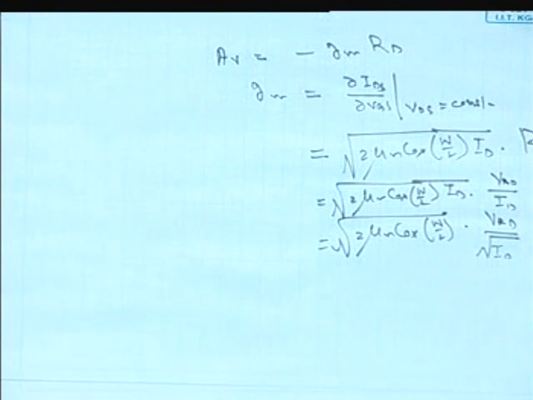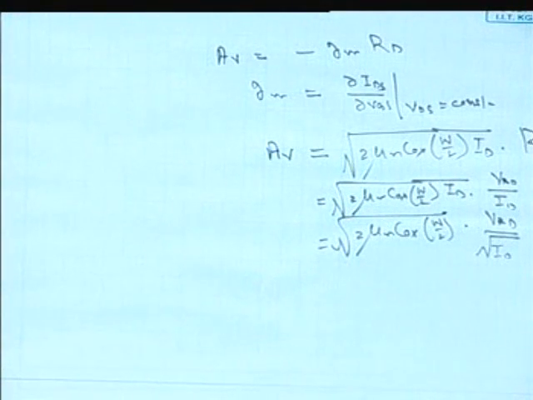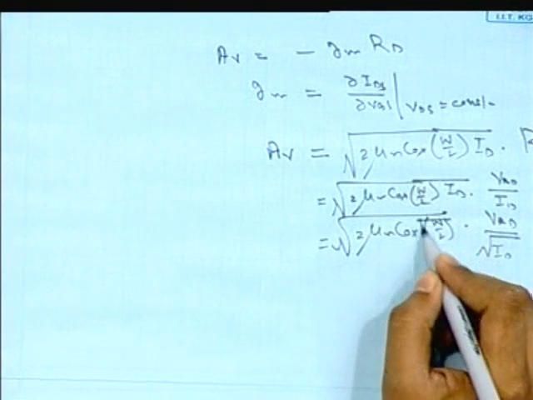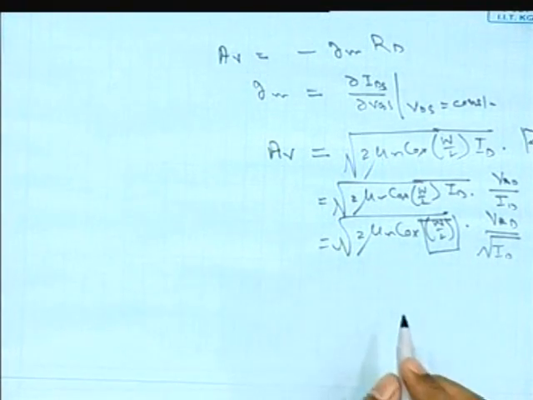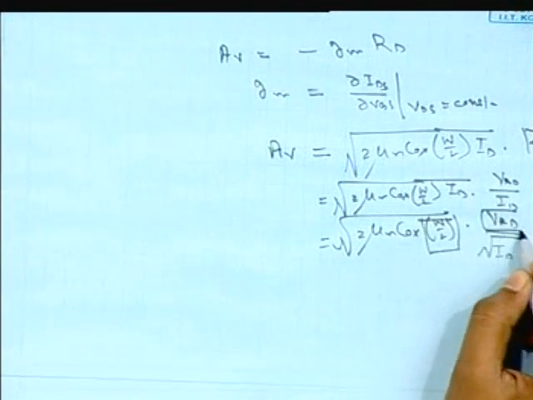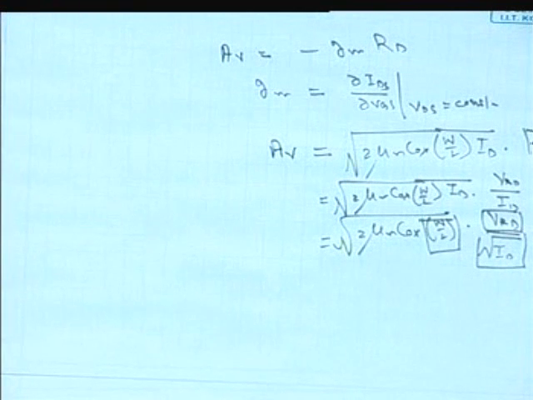There will be three main terms by which we can alter the gain of that particular amplifier. The three main terms are this W by L, as I have already said, this is the main thing in your hand, another is VRD, and the last is ID. Now VRD we can change by changing the resistance RD, and how can we change ID?